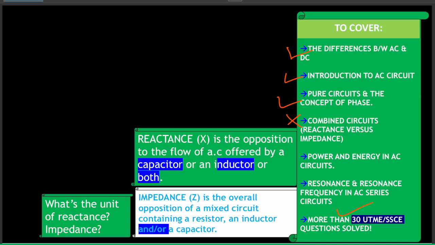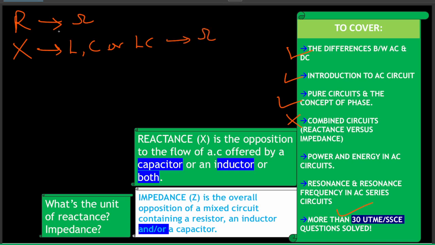Okay, so what did we notice? We noticed that if a circuit contains only the resistor, this is resistance, and the unit is the ohms. If a circuit contains only an inductor or only a capacitor, or a combination of the 2 of them, LC, then it is reactance, and the unit is also what? Ohms. Okay, Z. If a circuit contains RL or RC or RLC, then you're already talking about this, impedance.